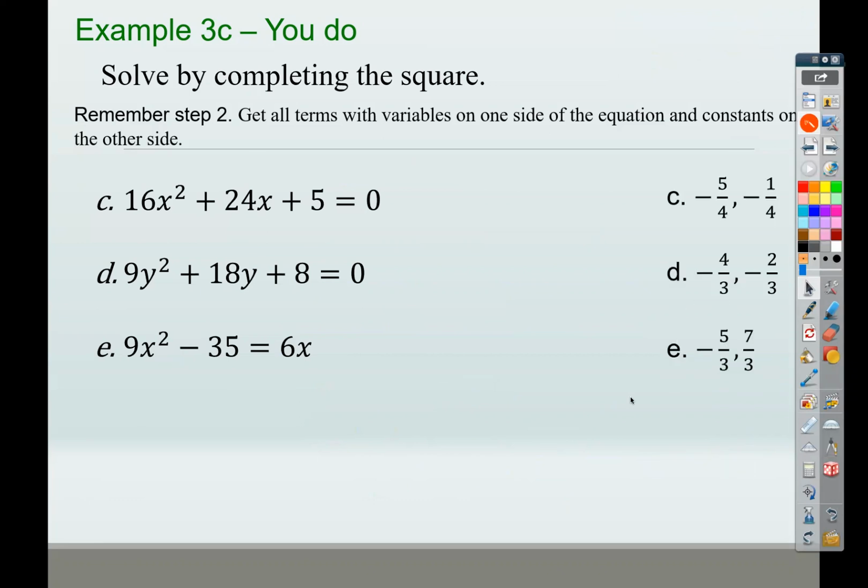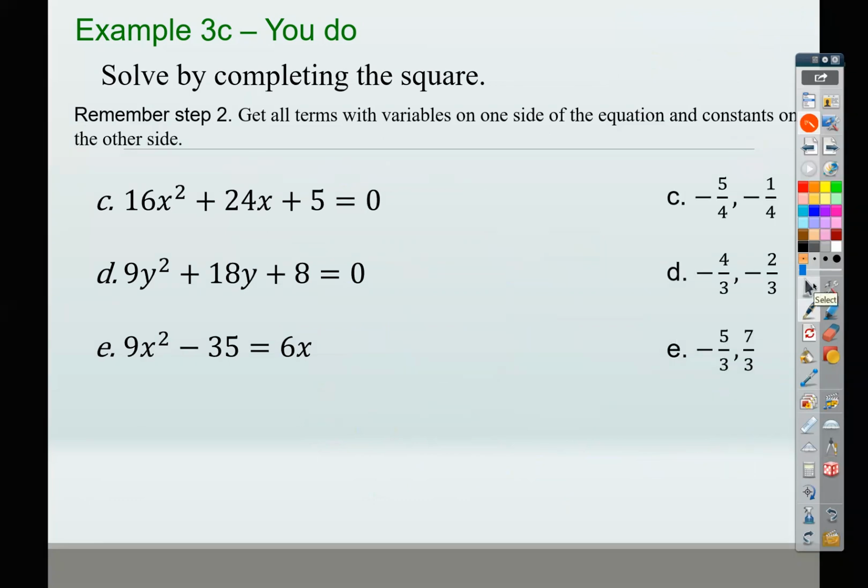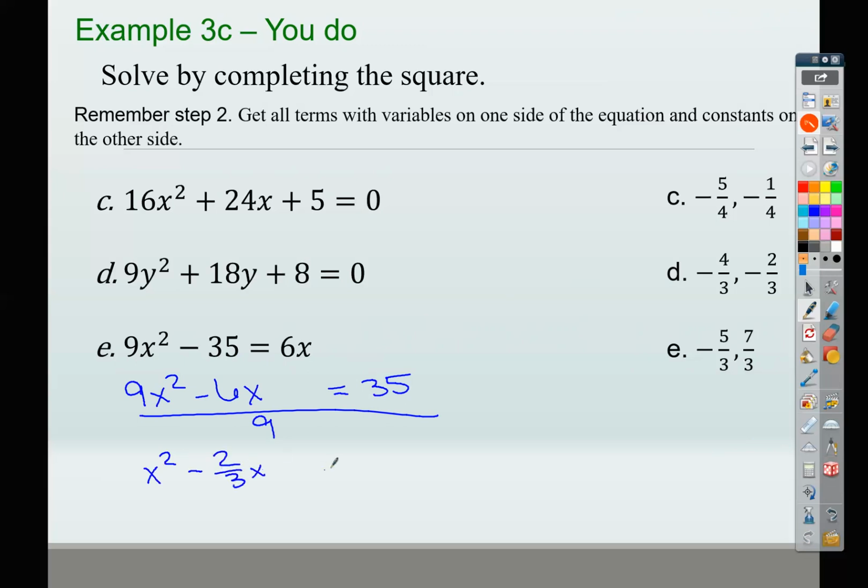Okay, here are your answers. I'm going to go ahead and do one of these with you. So let's see. I'll do E with you. How about that? Okay, so I want to get my variables on one side, my constants on the other, and I'm going to divide by that coefficient, the leading coefficient. So I get x squared minus 2/3 x equals 35 over 9, which is not pleasant.